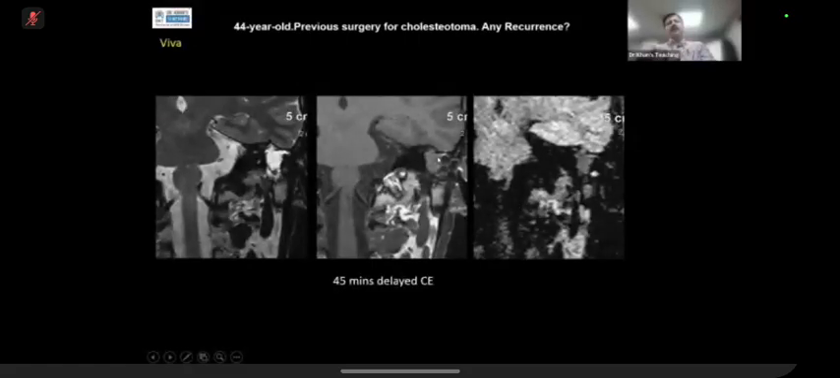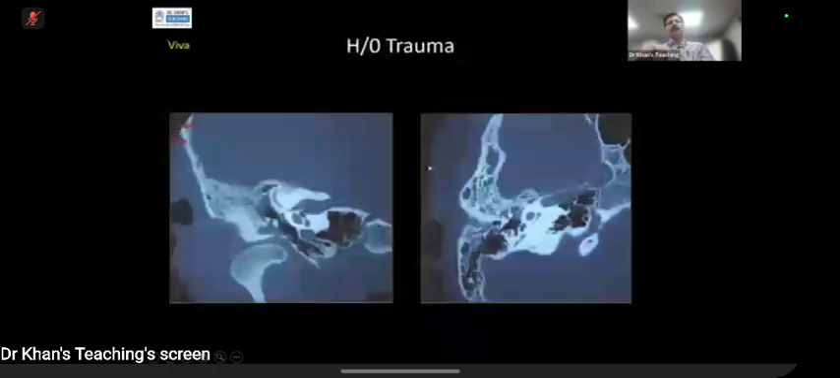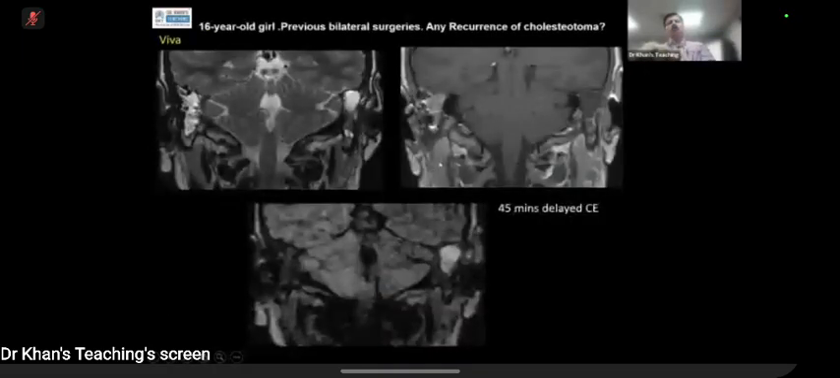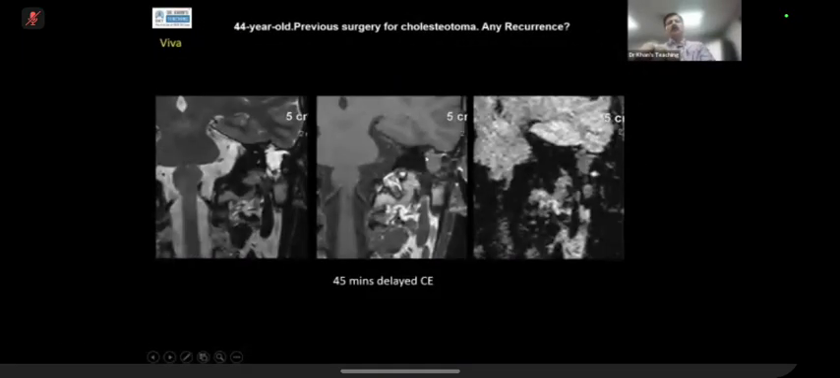Okay, if you say that there is a subtle enhancement, then your diagnosis will be that this is granulation tissue. On the other hand, if you say that there is no enhancement, then this will be just fluid.